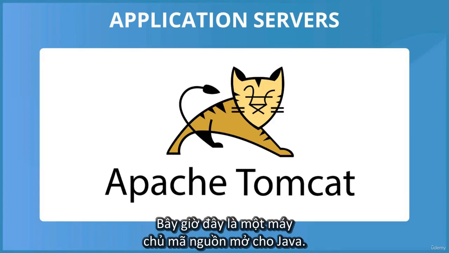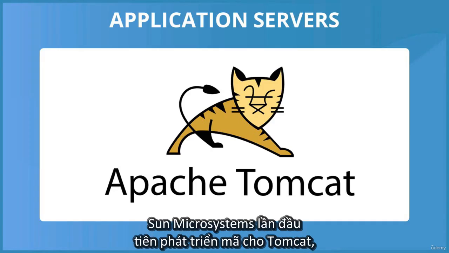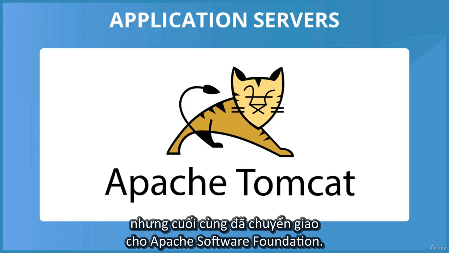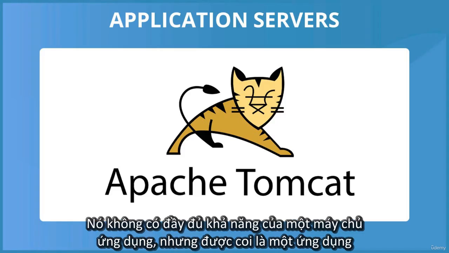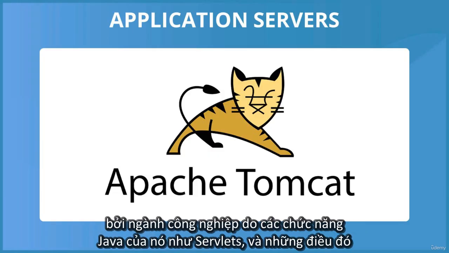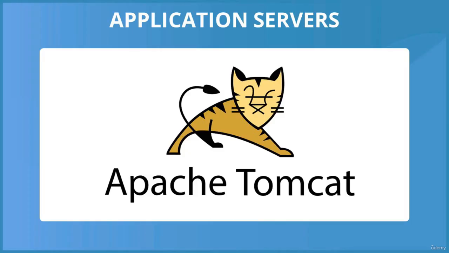Now, this is an open source server for Java. Sun Microsystems first developed the code for Tomcat, but eventually gave it to the Apache Software Foundation. Tomcat is technically a web server. It doesn't have full application server capabilities, but it's considered an application server by the industry because of its Java functions, such as servlets, and those actually allow it to power plenty of applications that only require Tomcat's Java features.